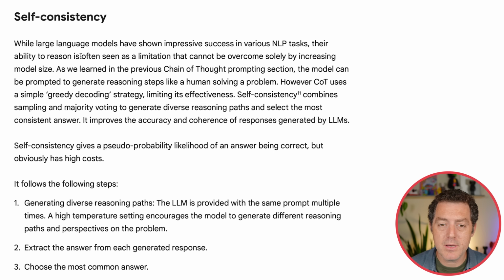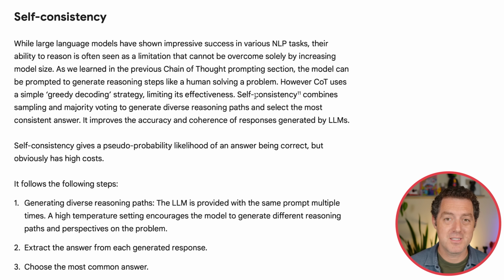So an LLM's ability to reason is often seen as a limitation that cannot be overcome solely by increasing model size. The model can be prompted to generate reasoning steps like a human solving a problem. However, chain of thought uses a simple greedy decoding strategy, limiting its effectiveness. And greedy decoding just means picking whichever token is the highest probability token. And according to the document, it limits its effectiveness.